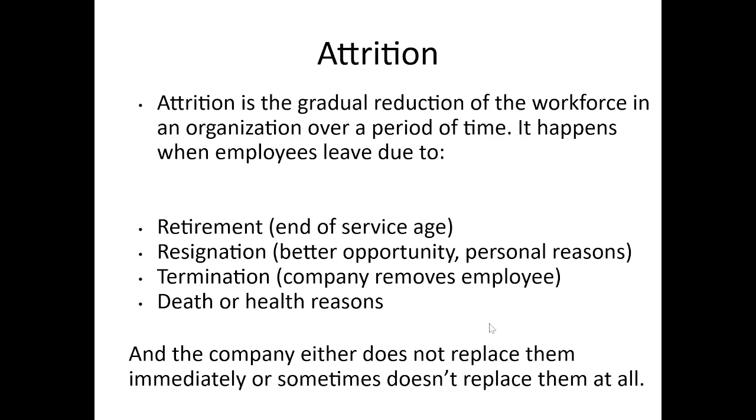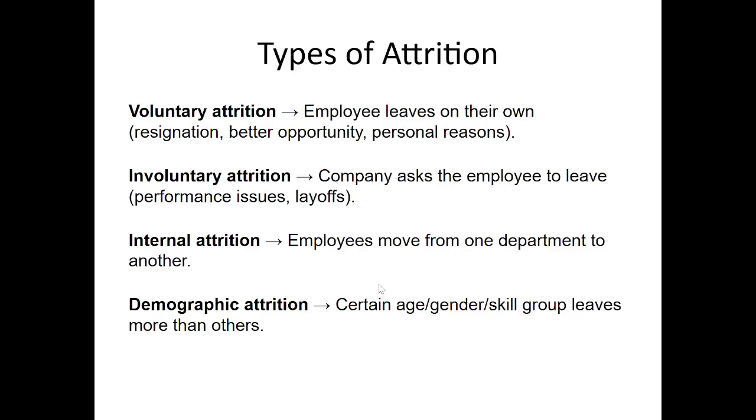Now we are going to learn the types of attrition. So let me go to my next slide. Okay, so in general we have mainly two types of attrition, but we have some additional ones also. So the major two types of attrition are voluntary attrition and involuntary attrition. So what is voluntary attrition? The employee leaves on their own, like resignation, better opportunity, personal reason, etc. So that is called voluntary attrition.